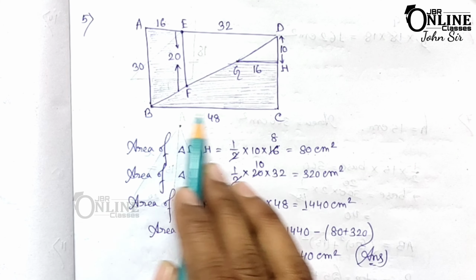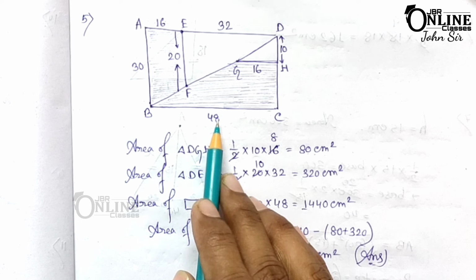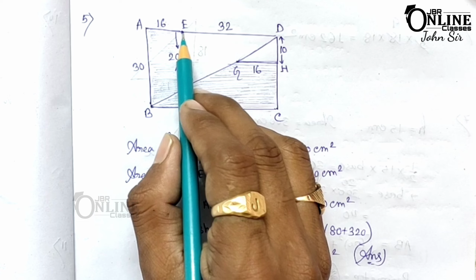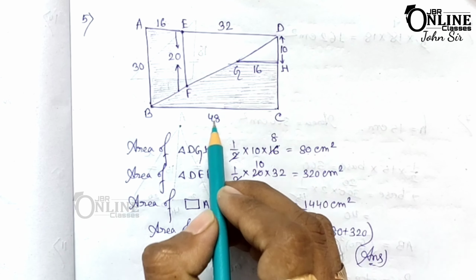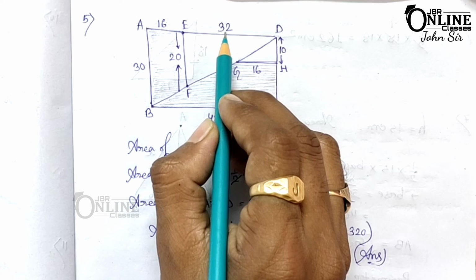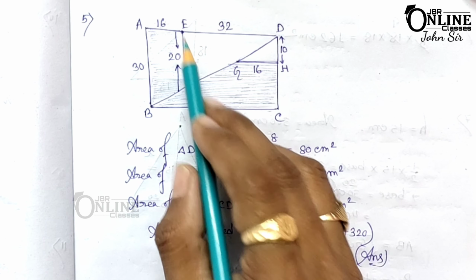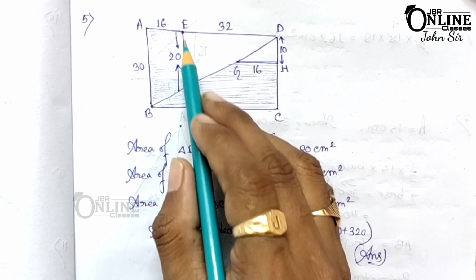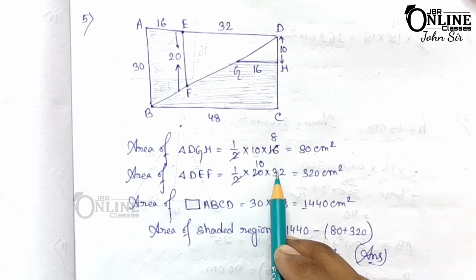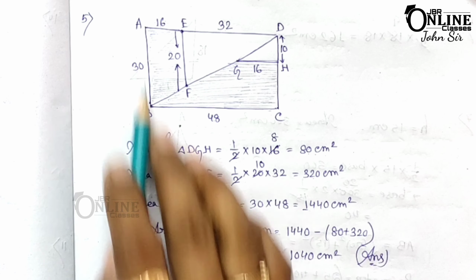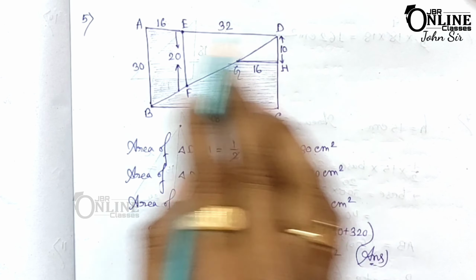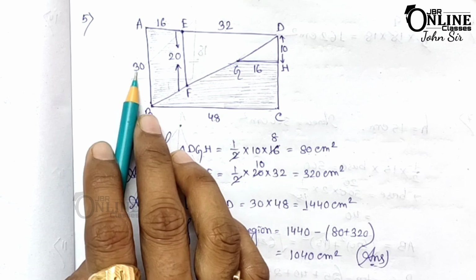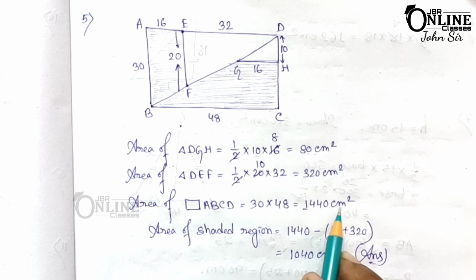Now as BC equal to 48 centimeter, it's given, and AE equal to 16 centimeter, it's given. That means the rest of the part ED equals 48 minus 16, that equals 32. Now for the triangle FED, 32 is the height and 20 is the base. So half into base into height equals 320. Next, the area of the rectangle, that means length into breadth. Length equal to 48, breadth equal to 30, that becomes 1440 centimeter square.